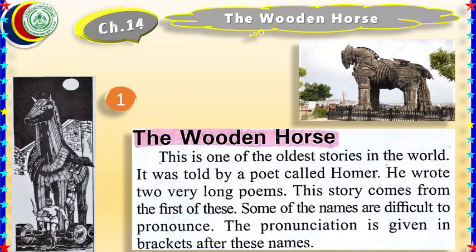Now we shall start reading our today's lesson. This is chapter 14, and the title of this lesson is The Wooden Horse. You can see in the picture also. It is very simple. Wooden horse means a horse made of wood. And after reading the lesson, we shall come to know why the title of this lesson is Wooden Horse.